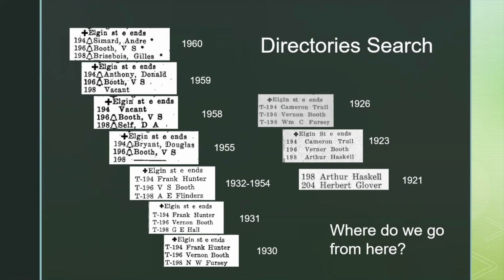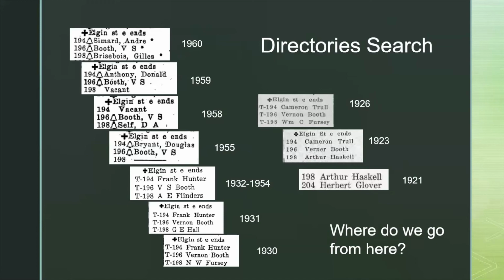But what shows in the directory is the person who is living at the address, not the person who owned it. The important distinction to make. Going back to 1931, there's a Mr. Hall living there. 1930, there's a Mr. Fernie. And going up to the top here again, there's another tenant living there, Mr. Fernie, 1923, Mr. Haskell, 1921.